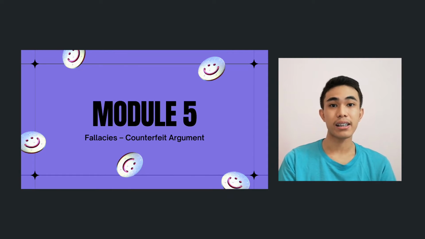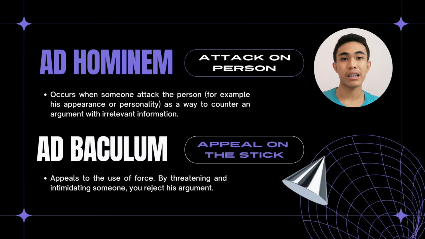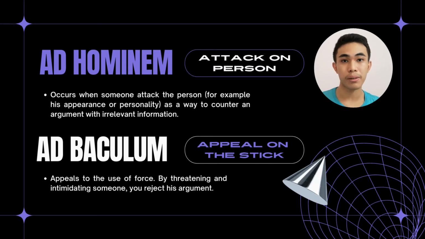As a critical thinker, dapat may complete mastery tayo about the types of fallacies. So types of fallacies, first, ad hominem or attack on person. This basically is just what it sounds like. It occurs when someone attacks a person, for example, his appearance or personality, as a way to counter an argument with irrelevant information. Example, you are having a debate about qualifications of Child Jokno. You are using facts to provide basis for his competence, but someone will just say, para mamumuno yan, sira-sira ang ngipin.